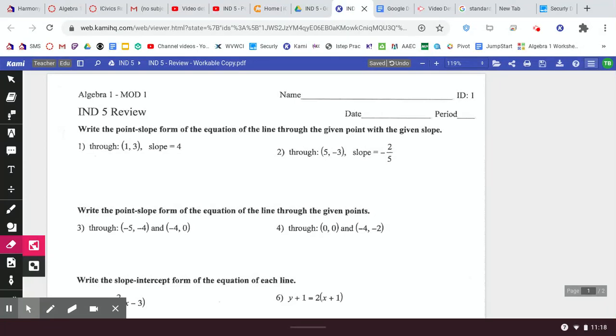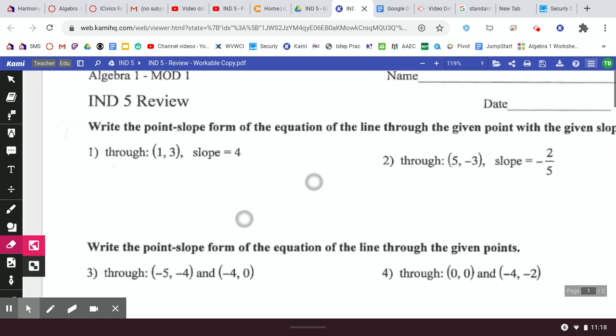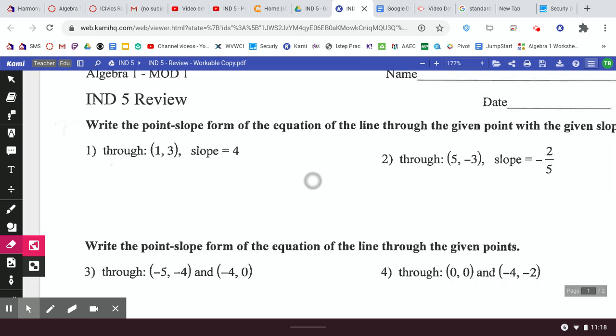All right, this is the review for indicator 5. We are taking this quiz tomorrow. So if you're watching this online, you need to email me and let me know which of the 3 time slots you will be logging into a video call to take the quiz. Everybody else here in person will take it in class tomorrow.